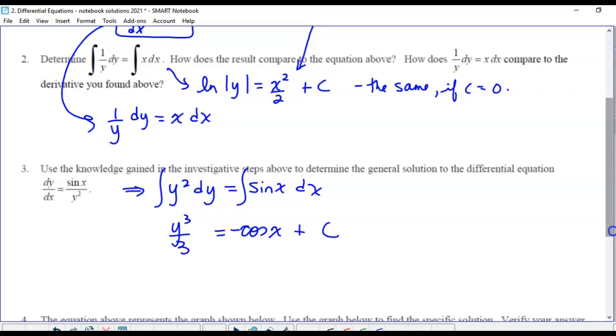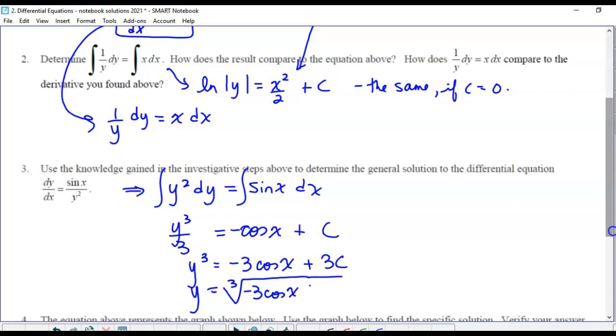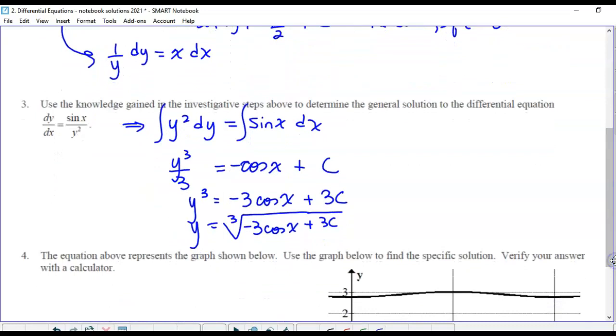And then we still want to solve for y. So that's going to be y cubed equals negative 3 cos x plus 3c, okay, which you could call a different constant. And then cube root. All right, so that's your function that has the differential equation dy dx equals sin x over y squared.